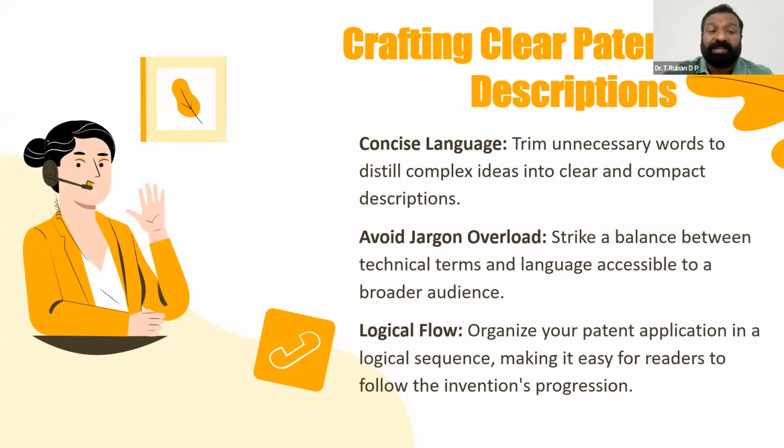Crafting clear patent descriptions. When crafting your patent application, it is essential to adopt a writing style that maximizes clarity and impact. There are 3 key principles you have to keep in mind. One is concise language. It is like trimming the fat. Remove all unnecessary words to present your complex ideas in a clear and compact manner. Think of it as a streamlined approach to describing your invention.